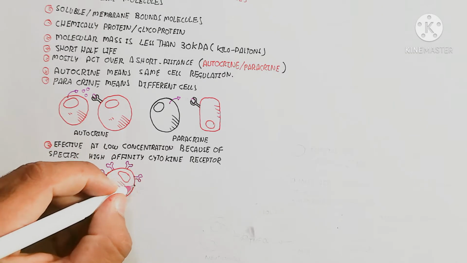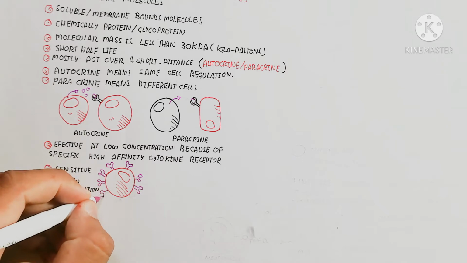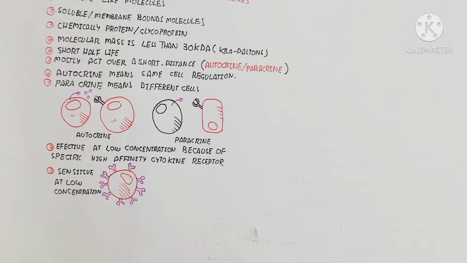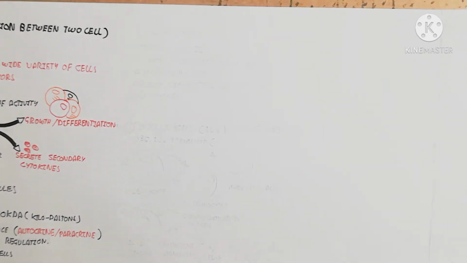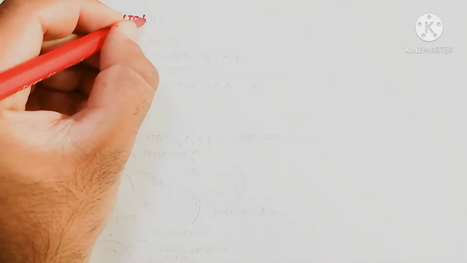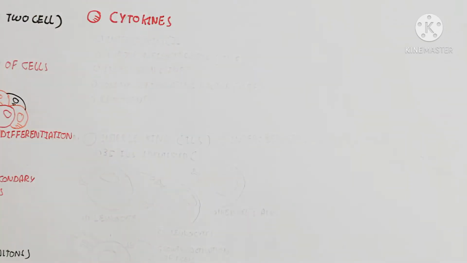They are effective at low concentration because specific high-affinity cytokine receptors are present on the cell. So they are sensitive at low concentration, and a low concentration of cytokines is not a problem.